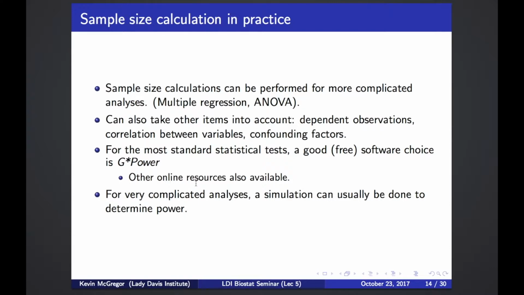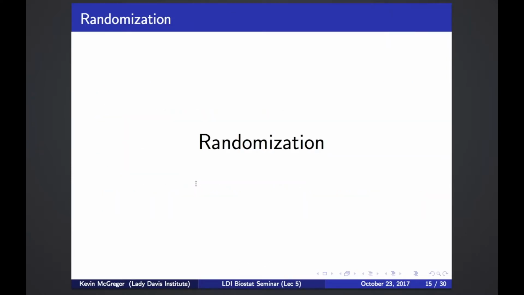And when we get to very, very complicated analyses, sometimes what we do is we do a simulation. So we would simulate data under our alternative hypothesis and then do our statistical test. We would just do this over and over and over again and see how many times we would reject our null hypothesis, and then we can get an estimate of power from that. All right, so I'm going to move on to randomization. I'll probably just do one big question period at the very end this time.